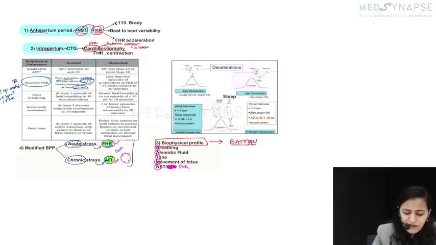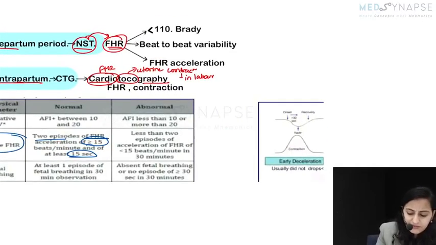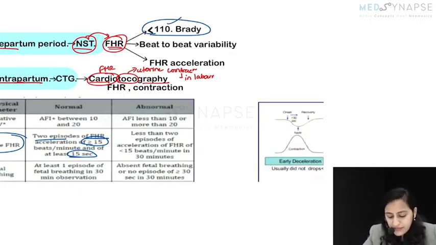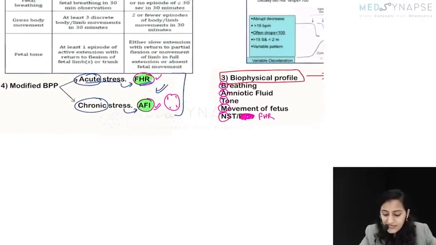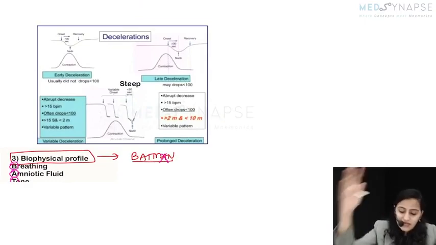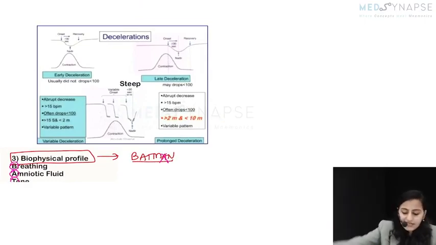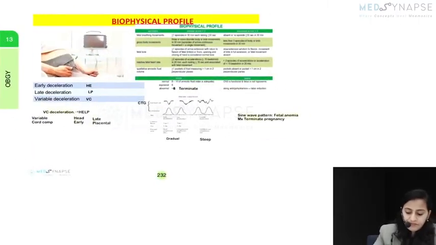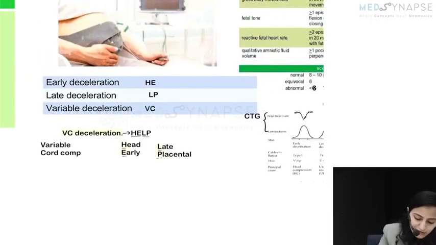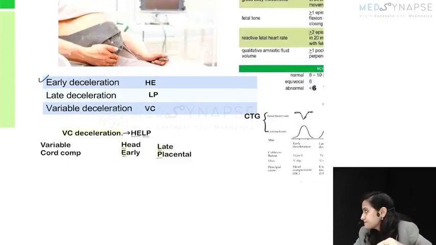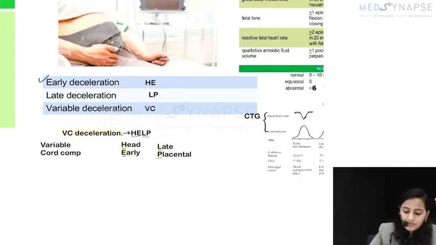If you cannot see it, when do you call it bradycardia in the fetus? Heart rate less than 110. Deceleration, that means the heart rate going down rather than acceleration. You are seeing deceleration. What are the types of deceleration? Early, late, variable. Where do you see early deceleration? Head compression. Late is placental insufficiency and variable is cord compression. Important?